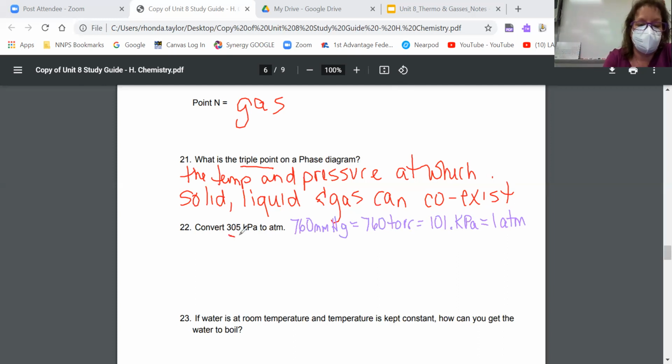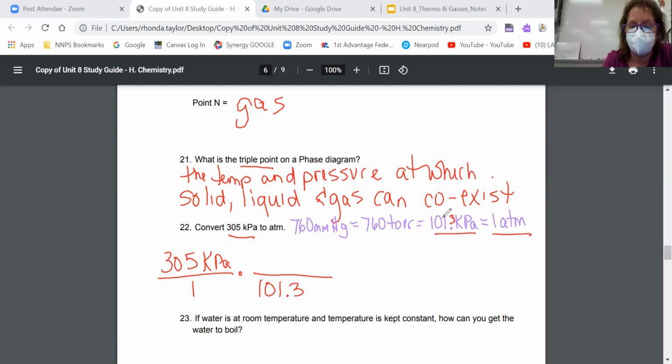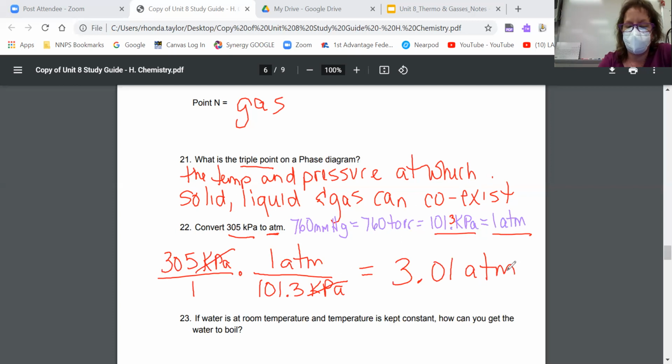So look at what we've got. They want us to take 305 kilopascals and turn it into atmospheres. So we're going from kilopascals to atmospheres. We have to put the kilopascals on the bottom. That should say 305, by the way. Kilopascals under 1 atmosphere. We do it that way so we can get the kilopascals to cancel out, because we want to be left with atmospheres. Okay, so 305 divided by 101.3. When you put that into your calculator, you should end up with 3.01 atmospheres.